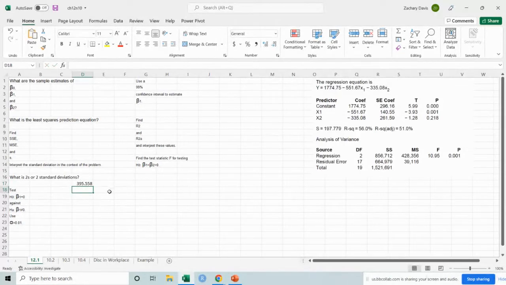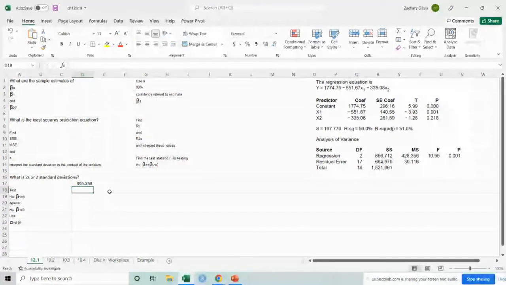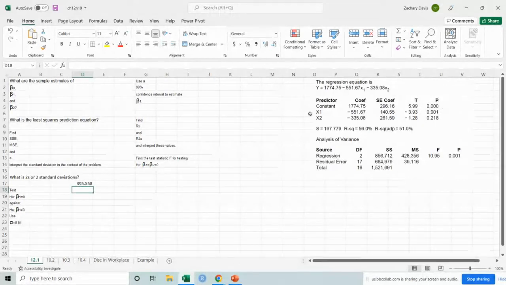So 2 standard deviations would be 395.558 plus or minus. Okay. I wanted to test the null hypothesis of beta 1 equals 0 against the alternative that beta 1 does not equal 0. So that's a two-tailed test, which should be given by default here. And we have an alpha value of 0.01. Well, it's given to us in the output here.